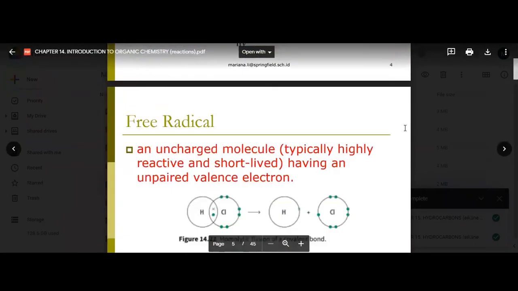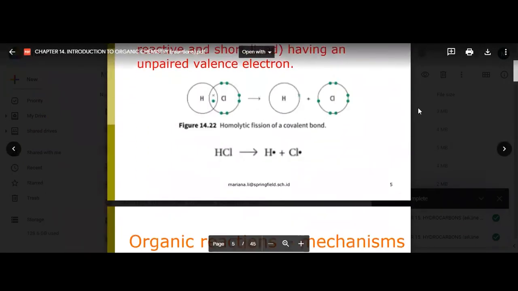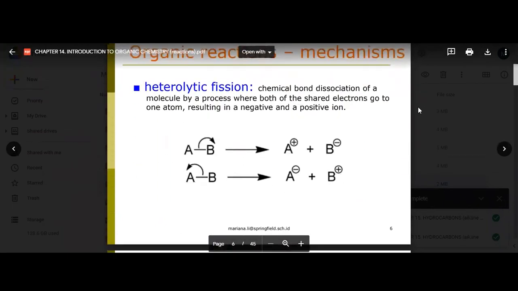After we learn about homolytic fission, let's see the second fission. It is called heterolytic fission. In this fission, the chemical bond dissociates by a process where both of the shared electrons go to one atom, resulting in a negative and a positive ion.